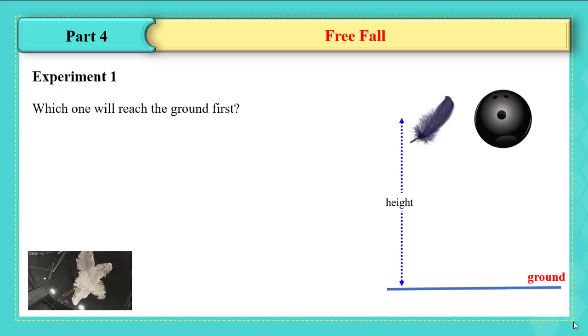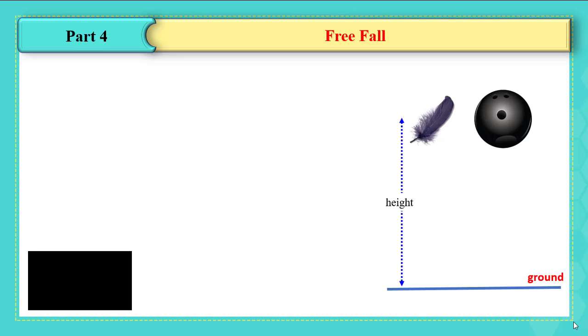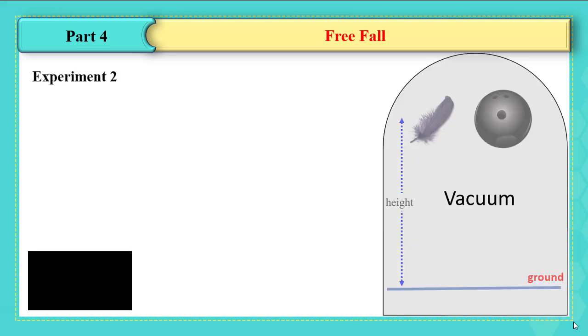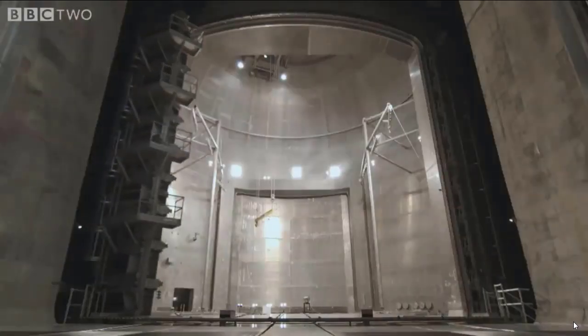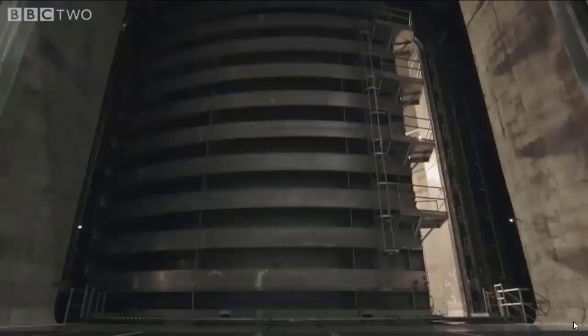What are the forces acting on each of them? Each is subjected to its weight and to a resistance. In the second experiment, the chamber is evacuated from air. Which object will reach the ground first? Do you think it's the bowling ball? So, let's watch the following video with Brian Cox again.